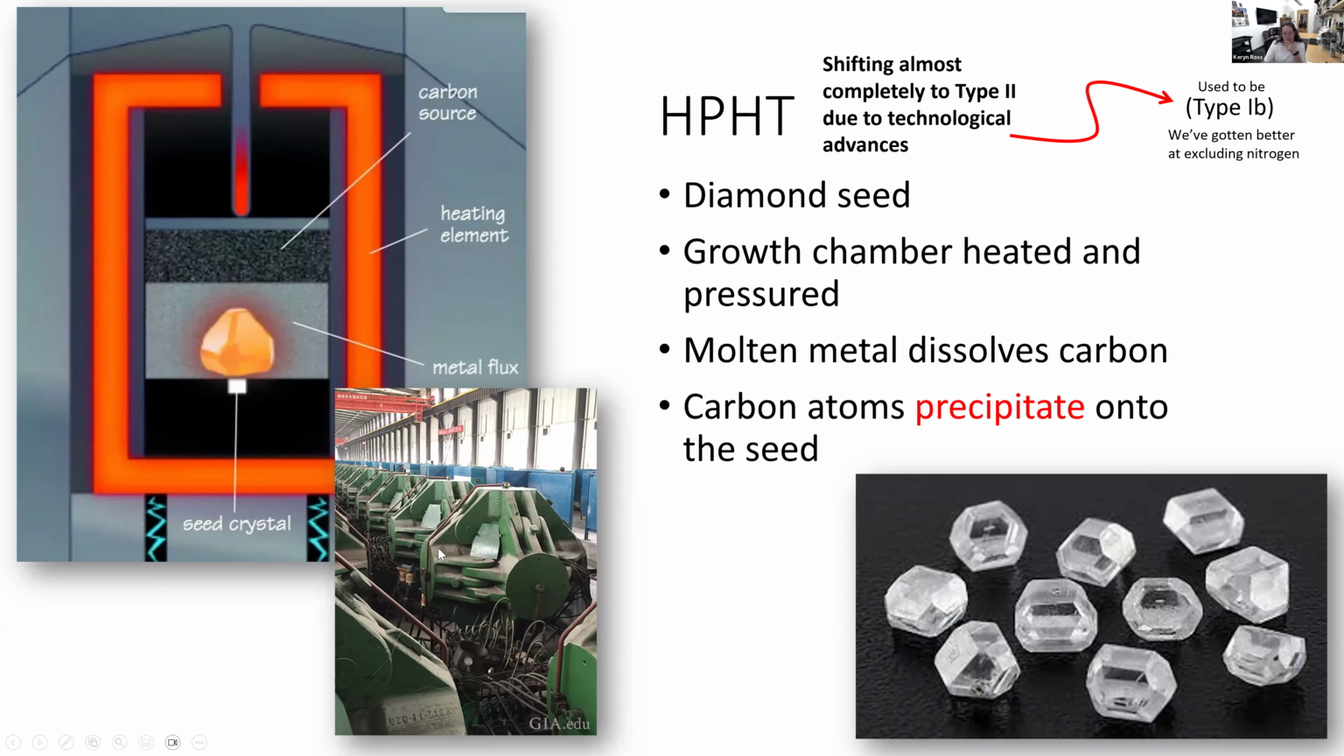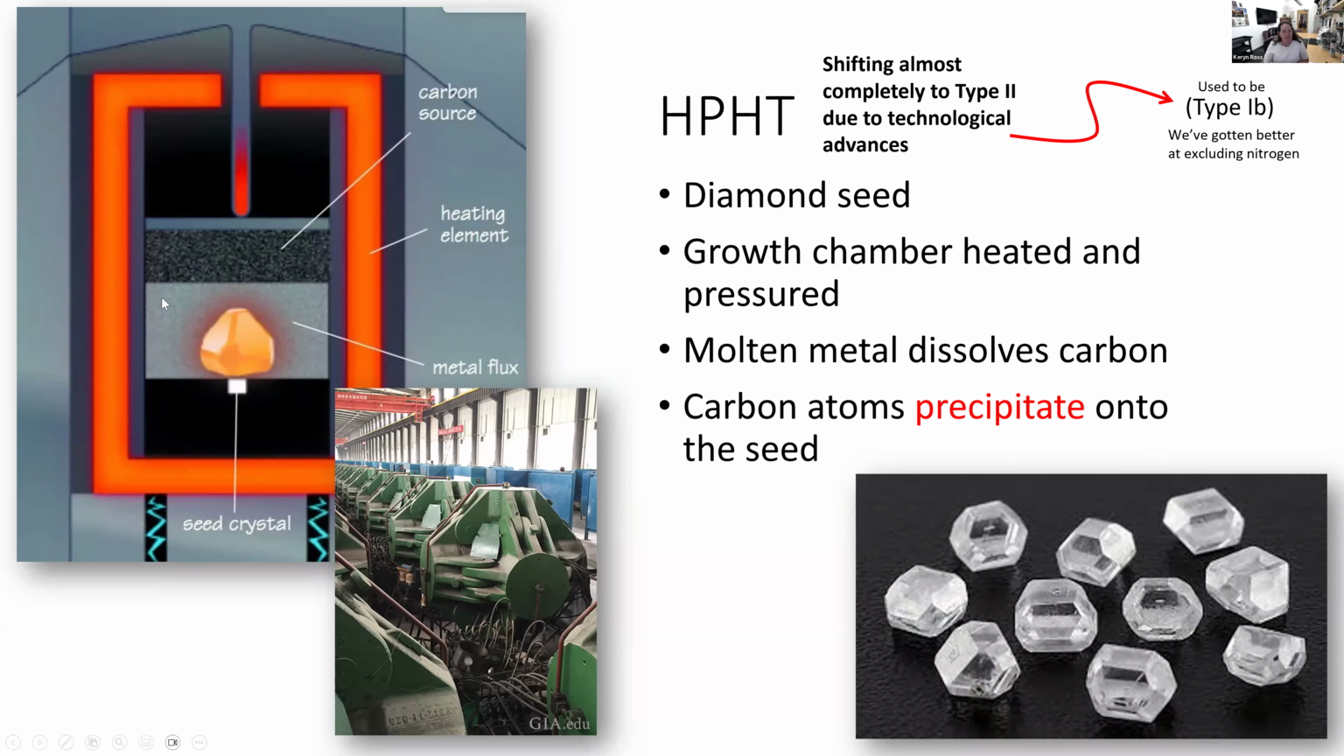Here's a bunch of these tetrahedral presses. This is a factory in China. Each one of these is a tetrahedral press. And inside each one of these, this is essentially what it looks like. You have to have a little seed crystal. You basically have to teach the graphite how to grow.